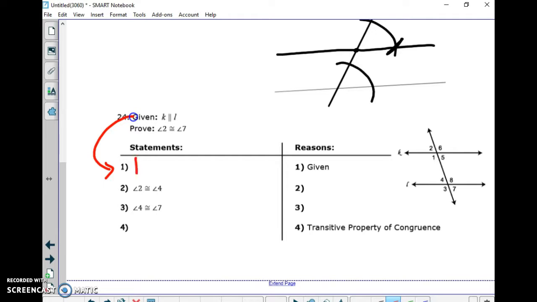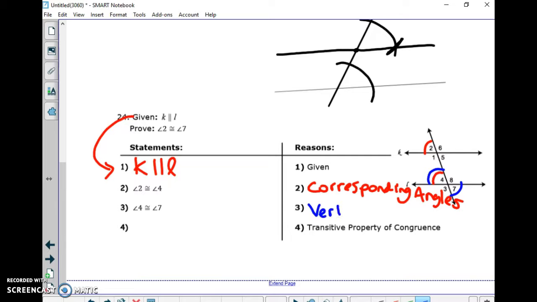And then the last part of the review, number 24, remember, your first step is always given. So it's going to be K is parallel to L. Then it says 2 is congruent to 4. If I look at this, 2 and 4 are what angles? On the reason for number 2, they're corresponding angles. And then on number 3, it says 4 is congruent to 7. So if I look at 4 and 7, those are at an intersection across from each other. Those are called vertical angles.